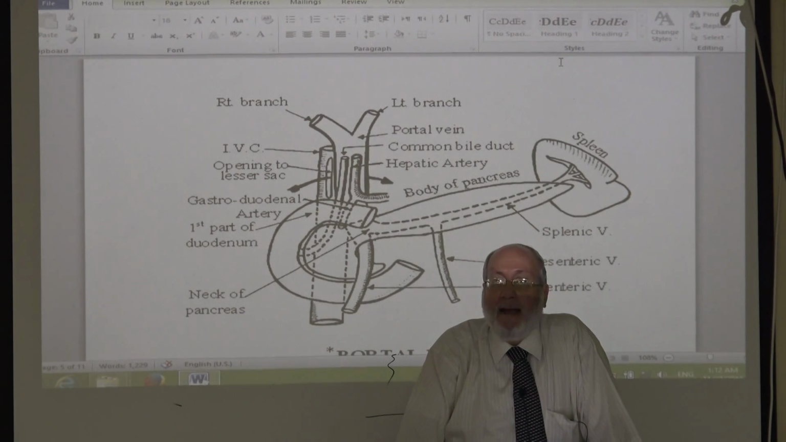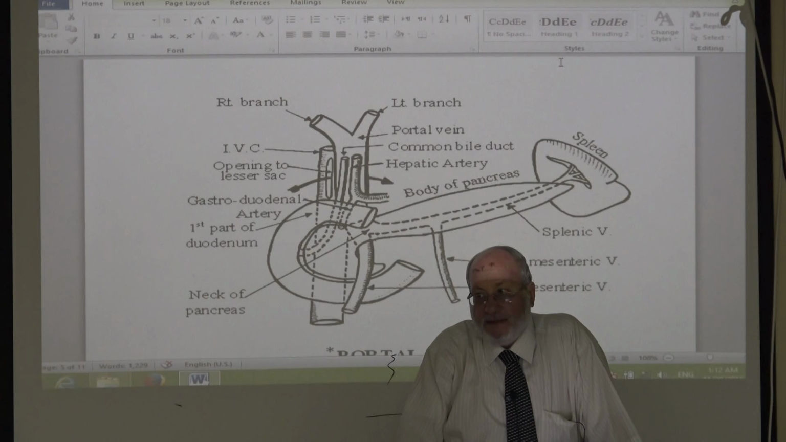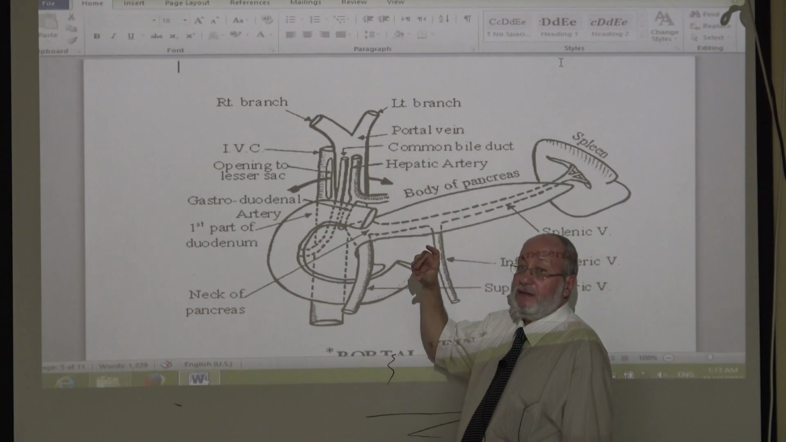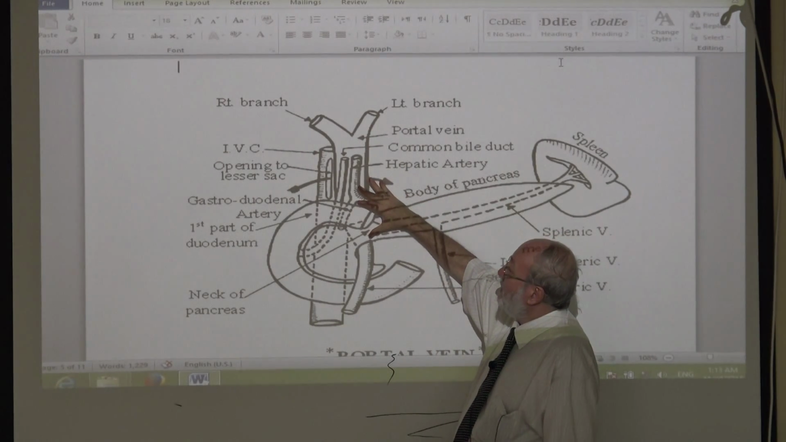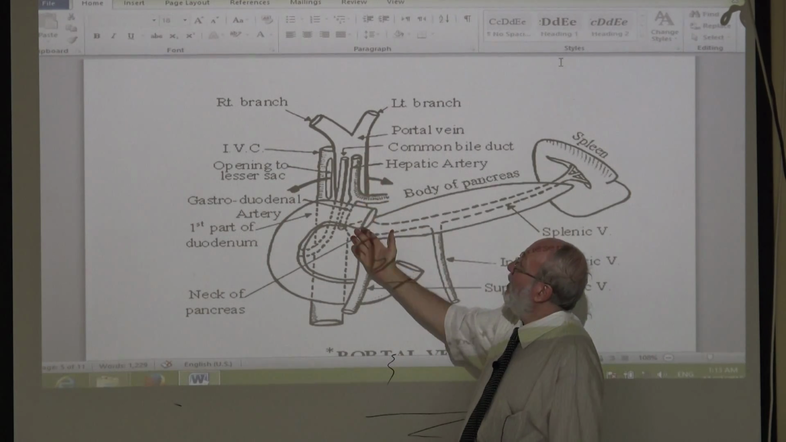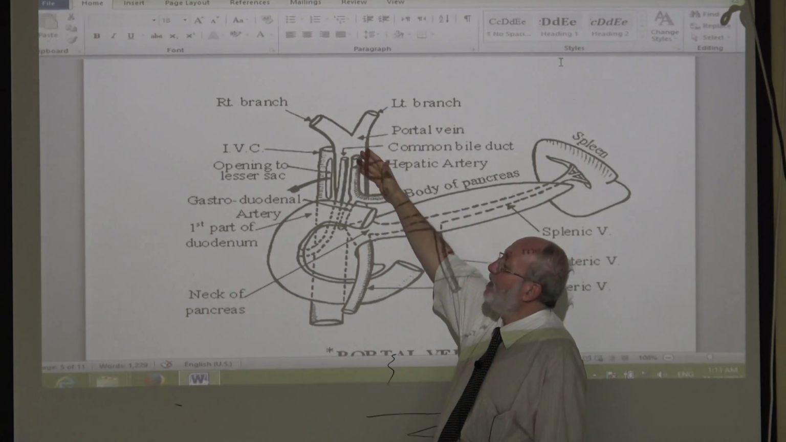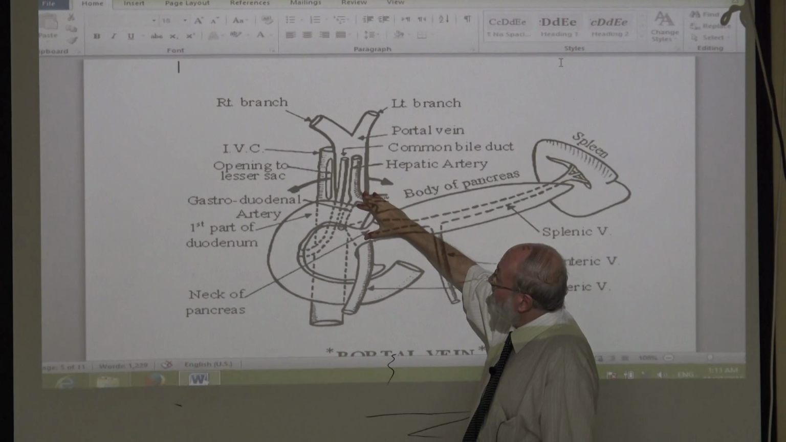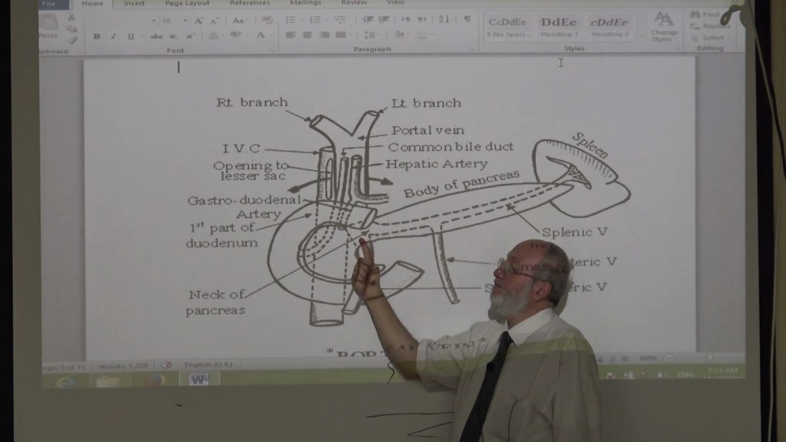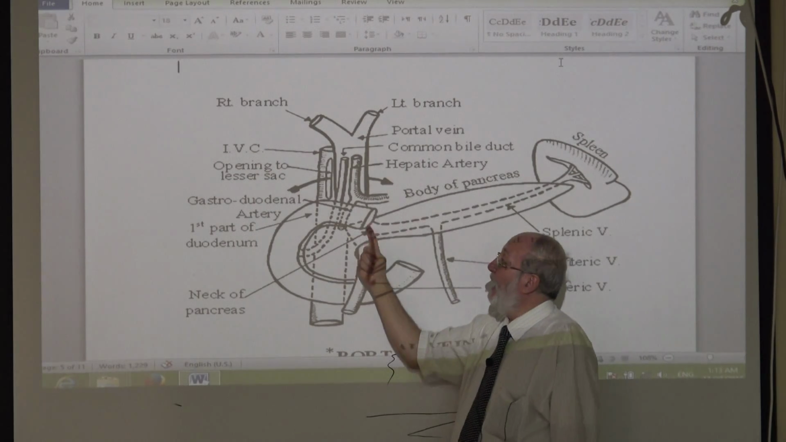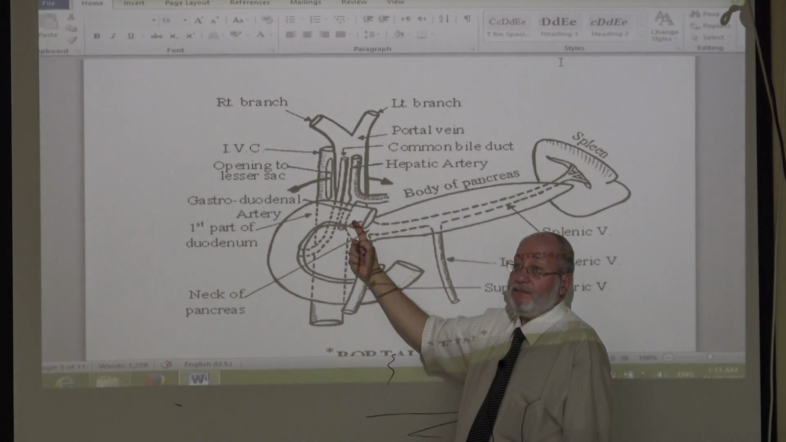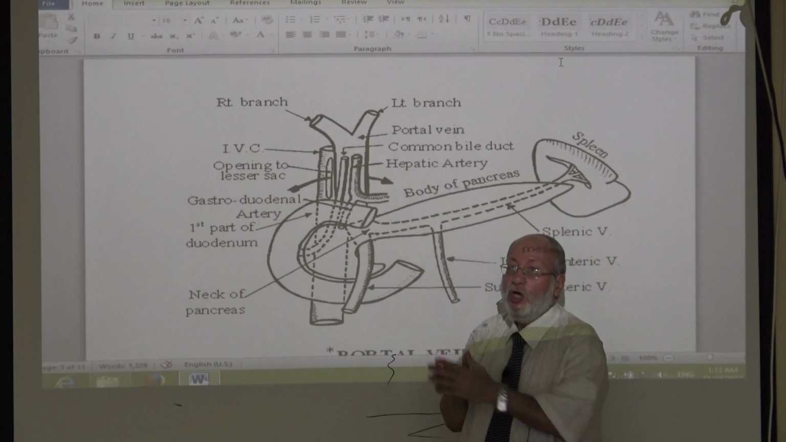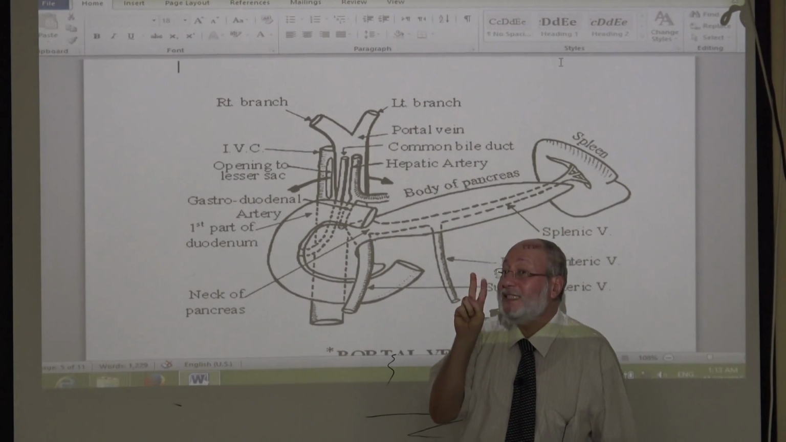What other relations of the portal vein? First of all, we can divide the portal vein into 2 parts. The part behind the duodenum and the part in the area above the duodenum in the free border of the lesser omentum. This part, anterior relation, neck of pancreas, and first part of duodenum. Is the portal vein in contact with the duodenum or separated from it by 2 structures?